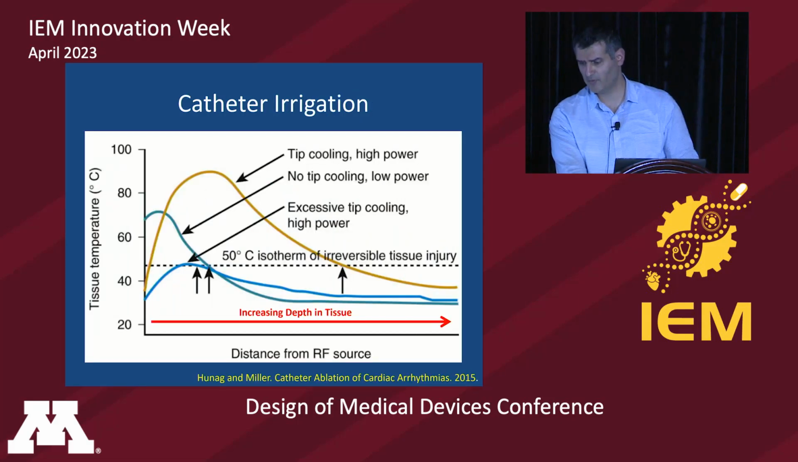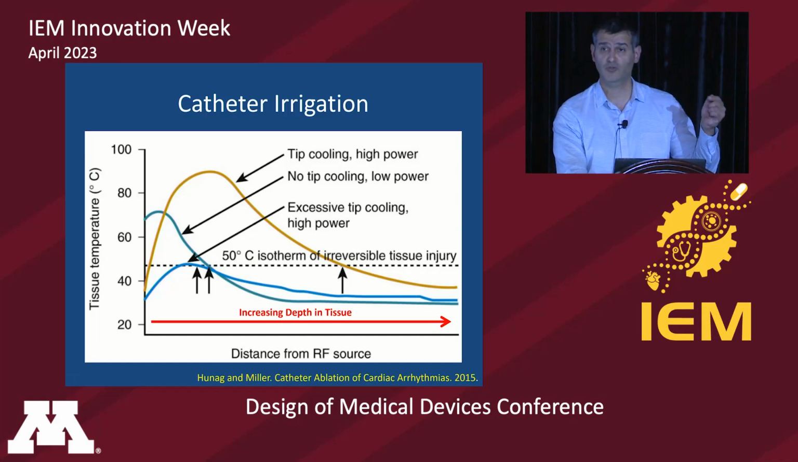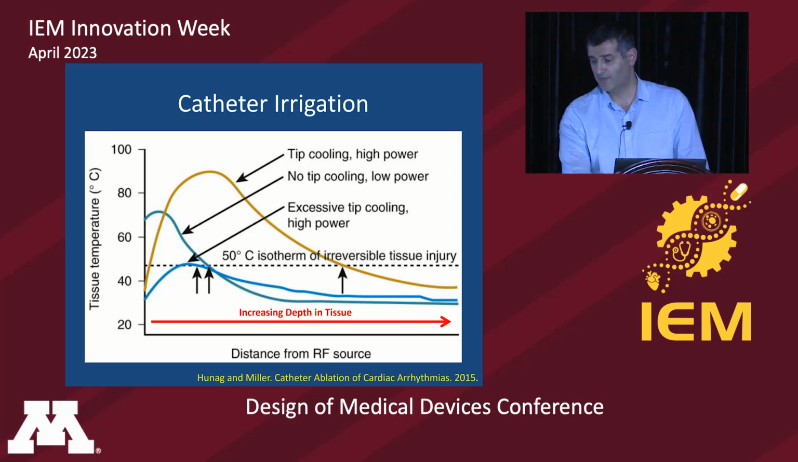So this is an example of how catheter irrigation works. Basically, this line here in blue is the 50 degrees isotherm of irreversible tissue injury, meaning that when you heat the tissue to 50 degrees, you create an irreversible tissue injury. You kill tissue at 50 degrees. At 45 degrees, you can create what we call reversible injury, meaning you can heat it, it will stop functioning for a bit, but it has the power to heal and come back. That's why we want to reach 50 degrees.